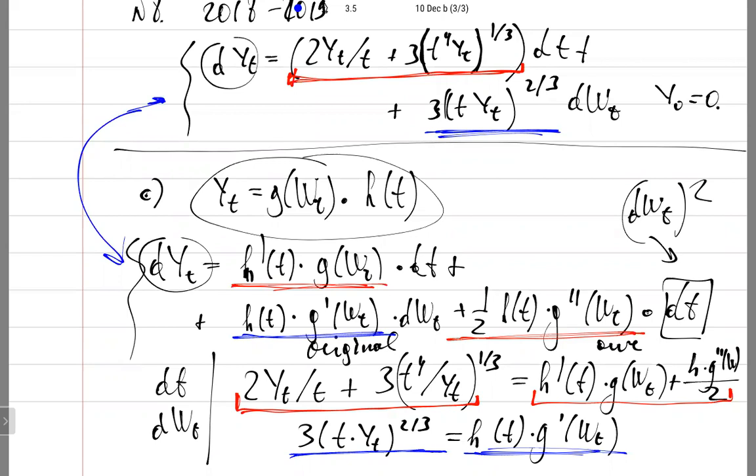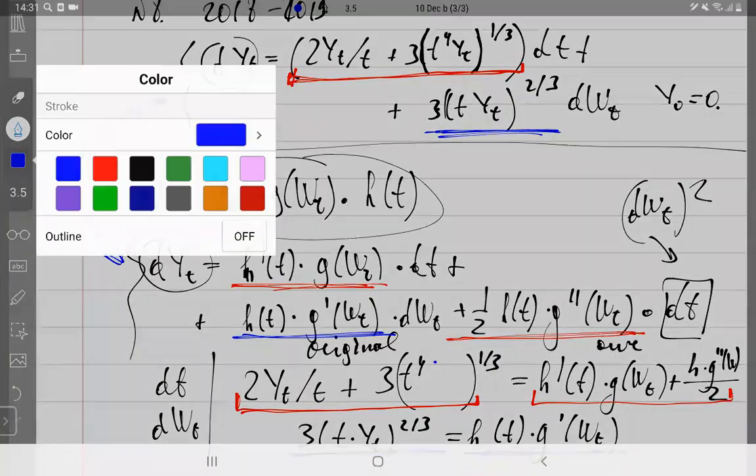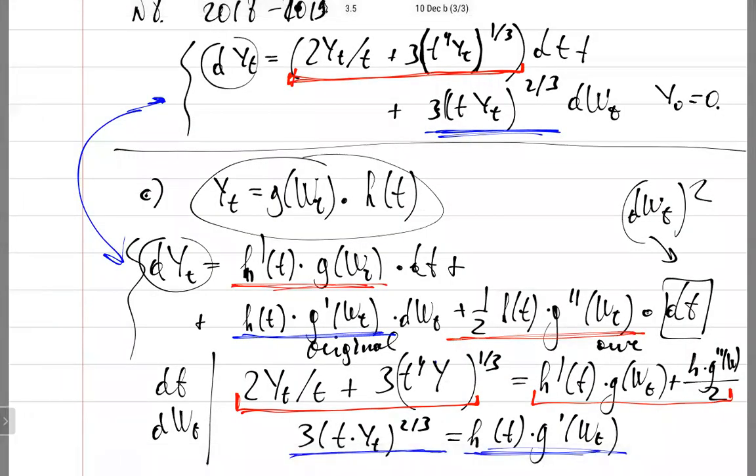Why did you write t to the power? There is a multiplication by t. Yeah, I agree. This is just a mistake. In the original equation, it's multiplied. Okay. Let's move on.